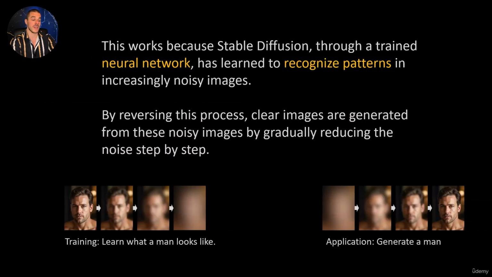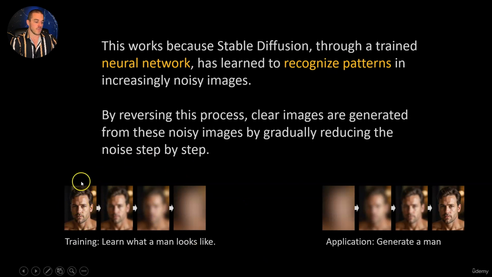And this works because Stable Diffusion, through a trained neural network, has learned to recognize patterns in increasingly noisy images. And by reversing that process, clear images are generated from these noisy images by gradually reducing the noise step by step. This sounds super complicated, and the algorithms actually are, but I tried to show you this principle in a little simple example. So on the left side, we basically see the training process of such a Stable Diffusion model.